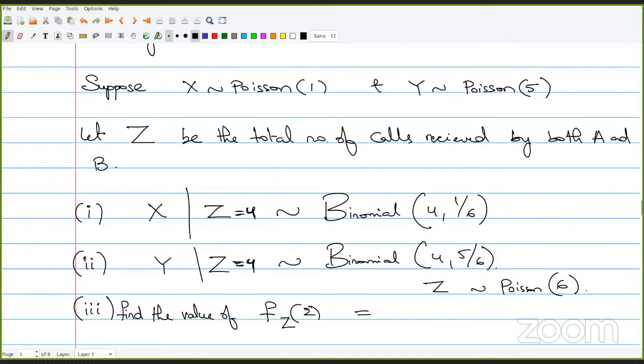What is the probability that Z takes the value 2? So e to the power minus lambda, and then lambda to the power 2 divided by 2 factorial. Correct. So e to the power minus 6 into 6 to the power 2 divided by 2 factorial. Correct? If you simplify this, that will be the answer.